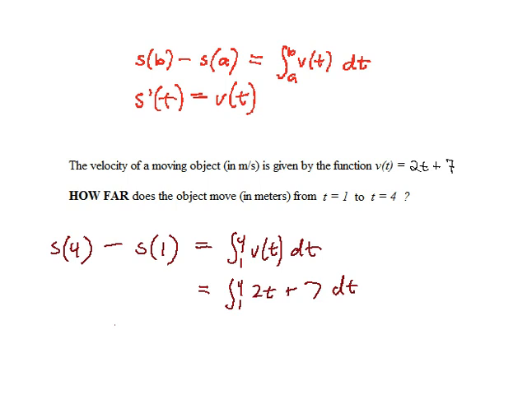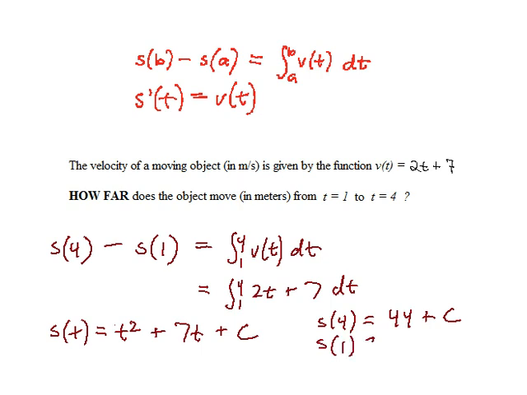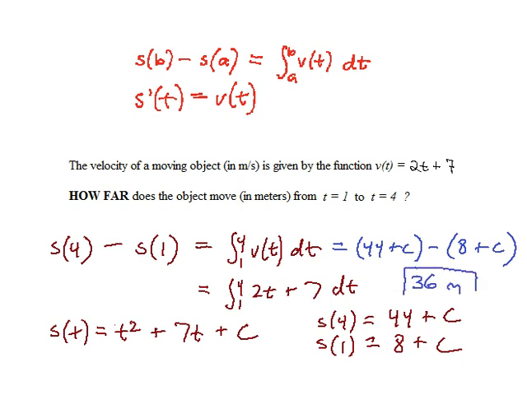This antiderivative is fairly straightforward. S of t, using the reverse power rule, gives us t squared plus 7t plus some constant c. This formula gives us a position at t equals 4. That's going to be 44 plus c, and a position at t equals 1, which is 8 plus c. Our final result then will be 44 plus c minus 8 plus c. The c's cancel out. We're left with 44 minus 8, or 36 meters. That is the total displacement from t equals 1 to t equals 4.